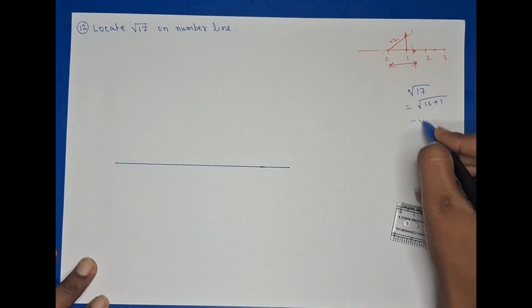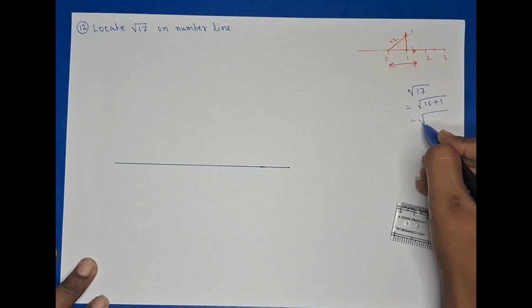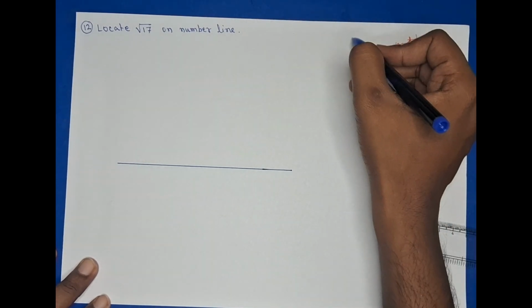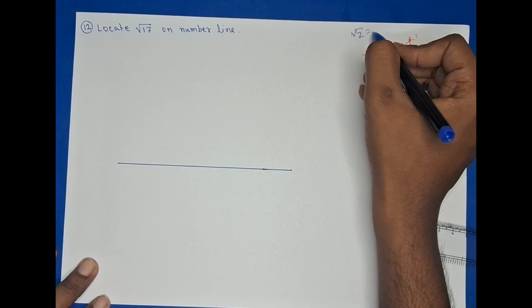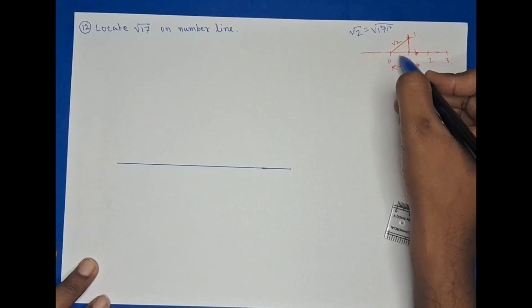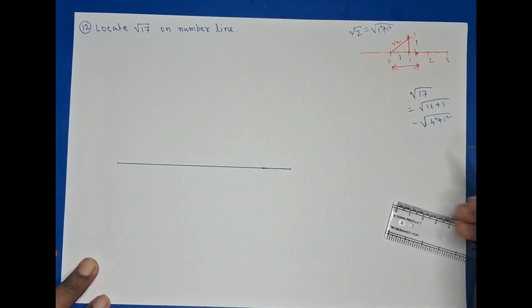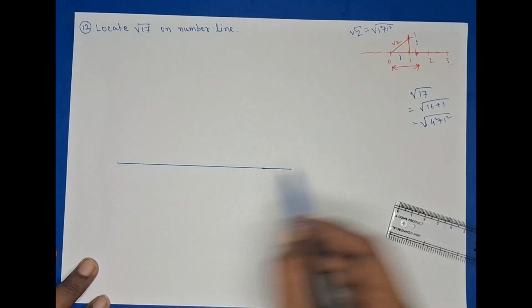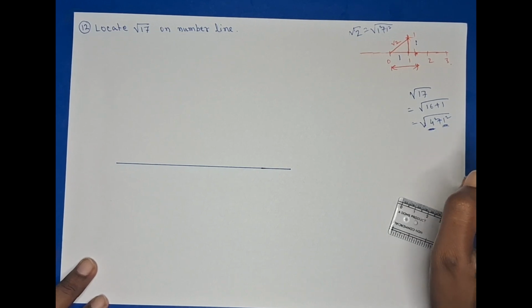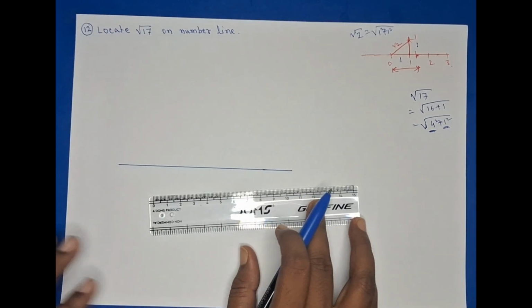So it is like, what is root 16? Root 16 plus 1 means we can write 17 as 4 square plus 1 square. So here root 17 is equal to square root of 4 square plus 1 square. So we have taken here 1 unit and here another 1 unit. So what we are going to do is take one unit as 4 units and another one unit as 1 unit. Let us see how it goes.